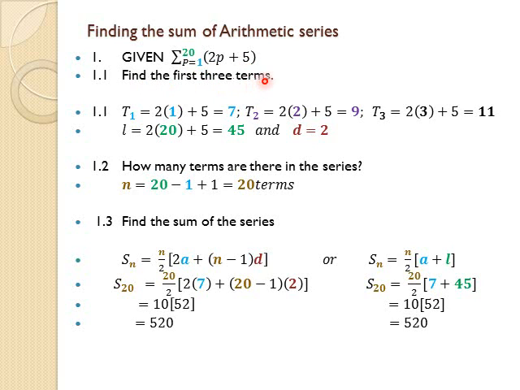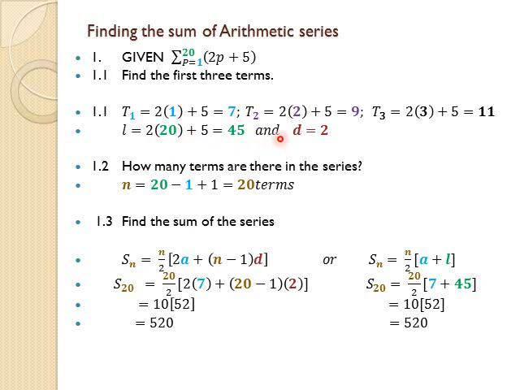We will always be required to find the first three terms, even if I start with the last question. So for term 1, in place of p, I put 1: 2 times 1, which is 2, plus 5 gives me 7. For term 2, 2 times 2 gives me 4, 4 plus 5 then gives me 9. And for term 3, 2 times 3 plus 5, 6 plus 5 gives me 11.